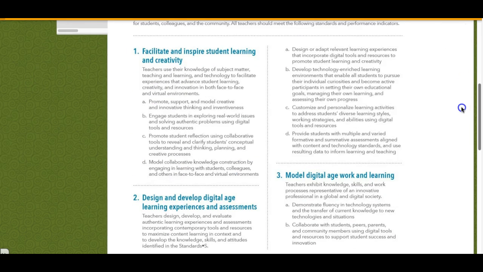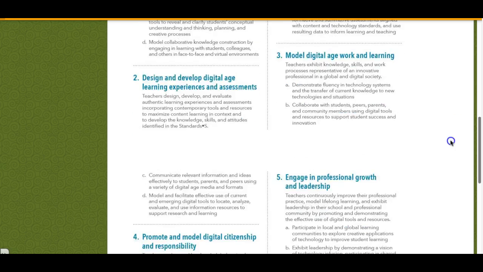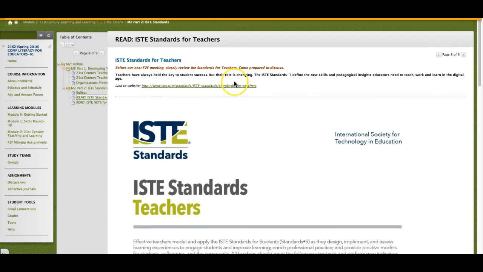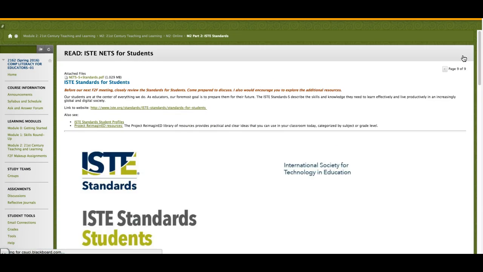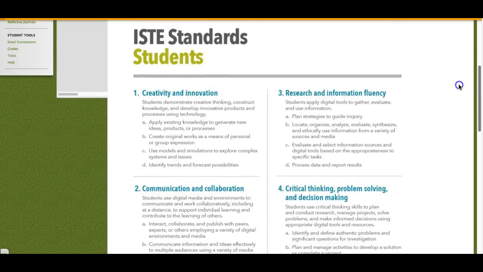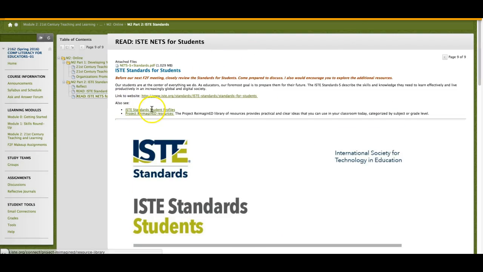If you scroll down, I've put in a link, an actual PDF to the standards, or you can link to them from this link here. And the second one is the standards for students. Again, I put in a PDF with all the standards so you can look at those. But it's also important that you spend some time looking not only at the student profiles here, but some of the other extra resources. So essentially that's it for Module 2, the online component.